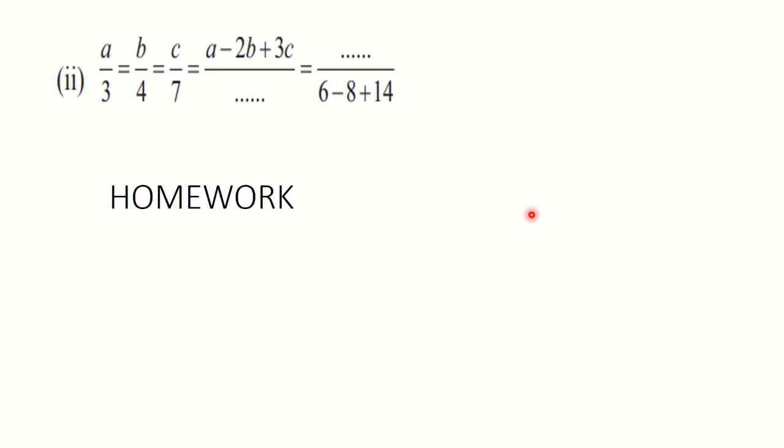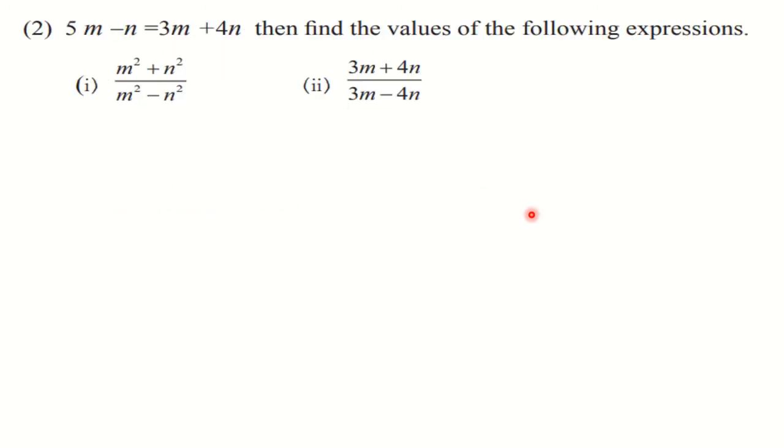Let us go towards the next question now. Question number 2. 5m minus n is equal to 3m plus 4n. Then find the values of the following expressions. See, this question does not depend on the theorem on equal ratios. This is the question which depends on the properties of equal ratios, that means componendo dividendo, which we have seen. You will observe that here componendo dividendo is used.